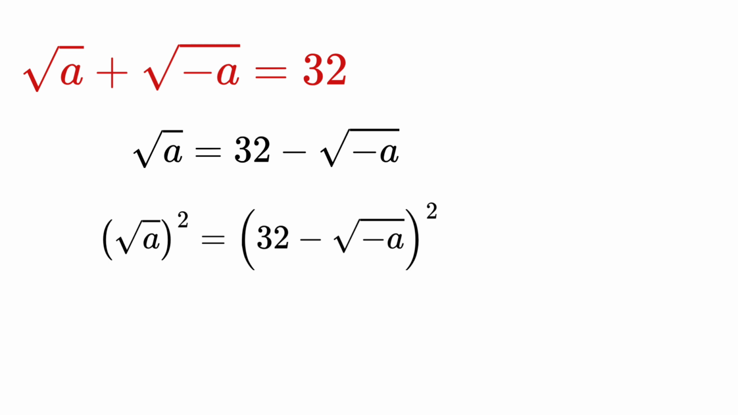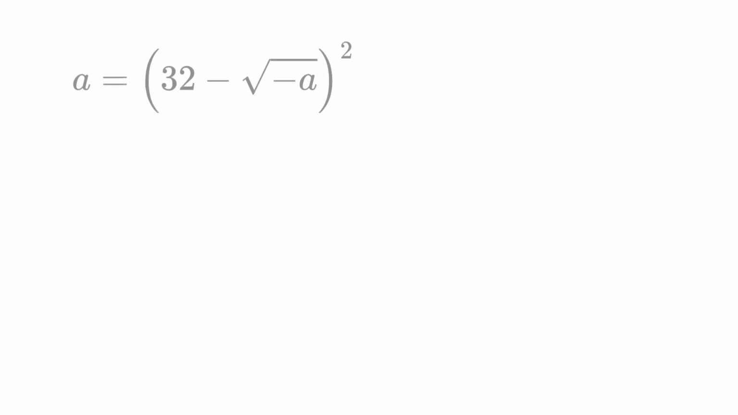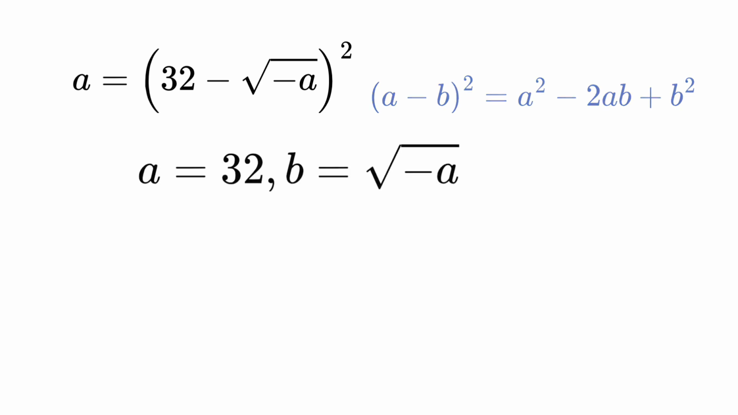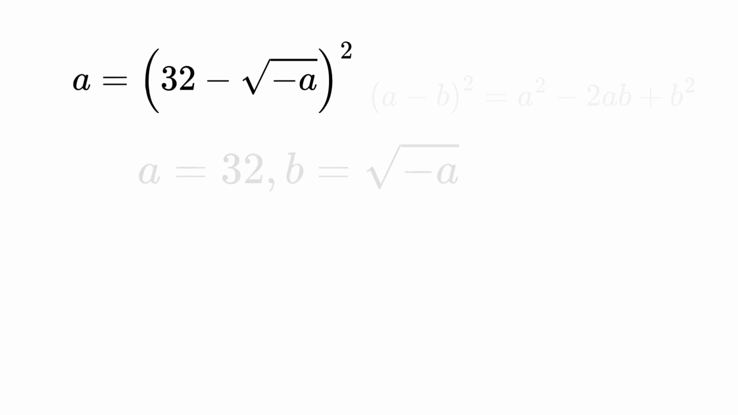Square root and 2 will be cancelled, then a is equal to 32 minus square root of minus a whole square. This is in the form of a minus b whole square, so a minus b whole square is equal to a square minus 2ab plus b square. So a is equal to 32 and b is equal to square root of minus a. Substitute the values in the formula.